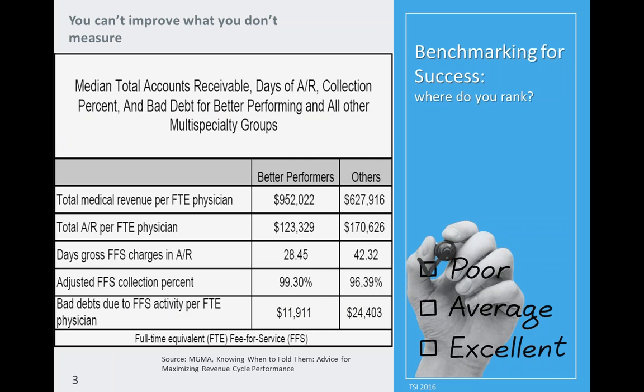Now, just last month, the MGMA partnered with TSI to develop a white paper. The report provided MGMA membership data and benchmarking results of better performing groups when comparing accounts receivable. As you can see, bad debt per physician for better performers is less than half that of others, even though their collection percentage is roughly 99 versus 96% respectively. Now, most offices would certainly consider 96 or 97% pretty good, while others believe they have a high collection percentage but may not be adjusting out credit balances.